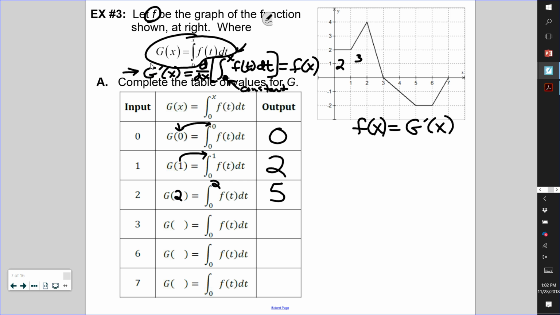But I don't have to keep doing that. Like, I didn't even have to write that here. Because now my next problem, I'm plugging in 3, so I want g of 3. I'm going to integrate from 0 to 3. Well, I already know how much is 0 to 2. That's 5. So all I have to do is add what happens from 2 to 3. It's accumulating. So what's the area from 2 to 3? 2, because it's 4 times 1 and then half of that. So 2 plus the 5 I already had, I get 7.